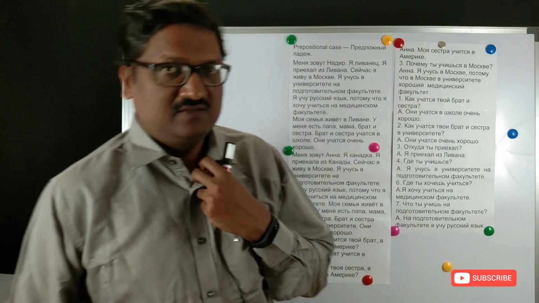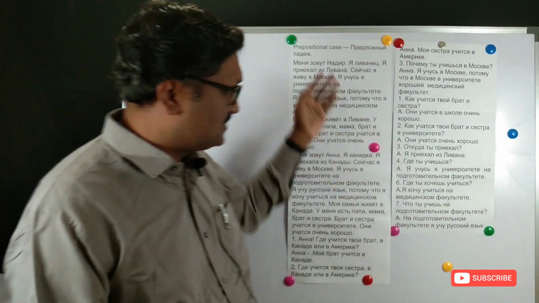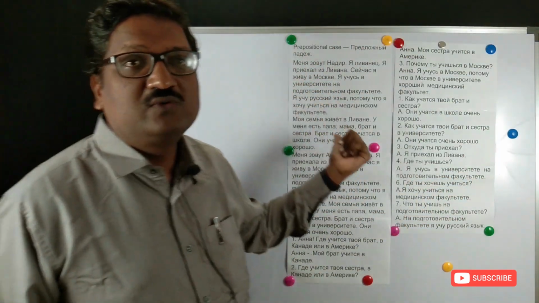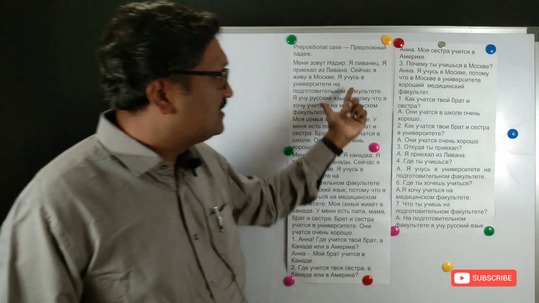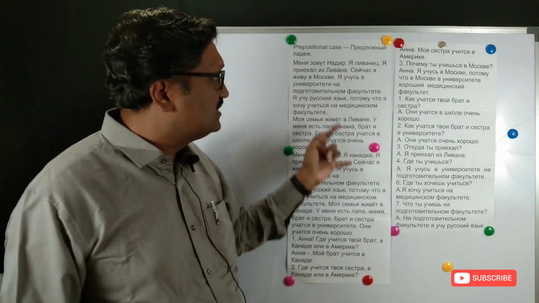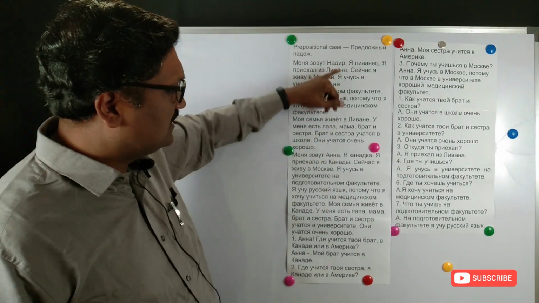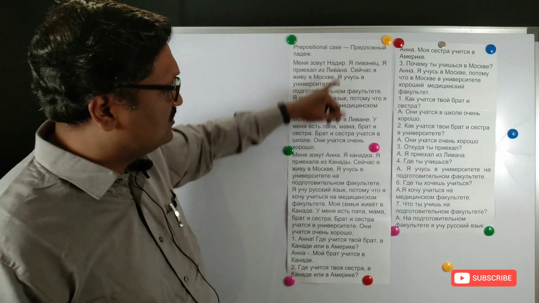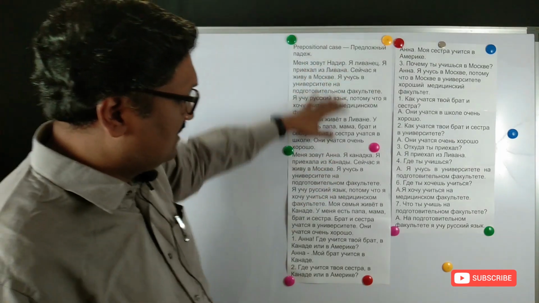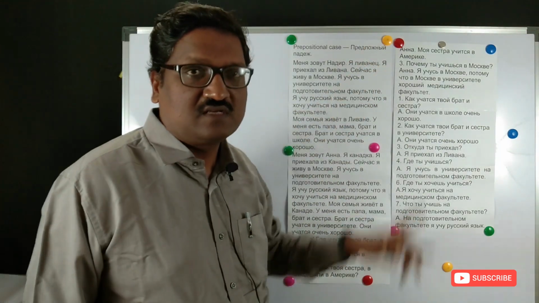For explaining how the prepositional case is used in the Russian language, I have some text. In this, the noun is used as indicating a place. This is a conversation between two students. A student's name is Nadir and the second student is Anna. Nadir is a male student and Anna is a female student. I will read this for you and highlight where the prepositional case is coming in this particular text.